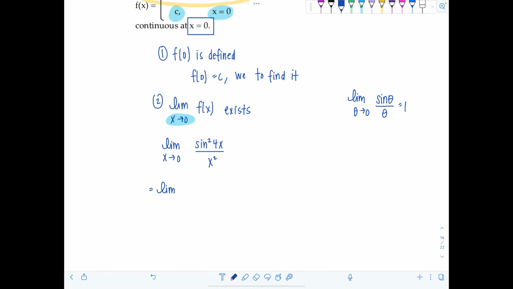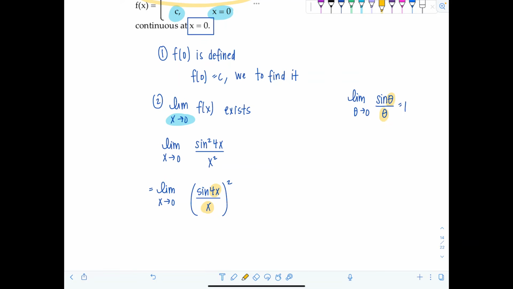So this is the limit as x approaches 0. Let's rewrite this as sine of 4x over x, squared, okay? And you're like, oh my God, we're so close. We are so close. The only problem is whatever the argument is for sine, it has to match the quantity in the denominator. So the argument for sine here is 4x. Man alive, I wish that was a 4x down there.